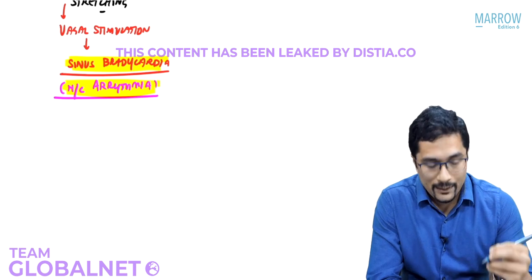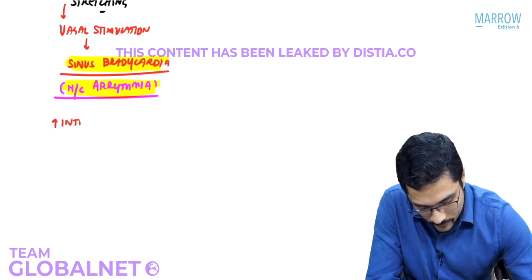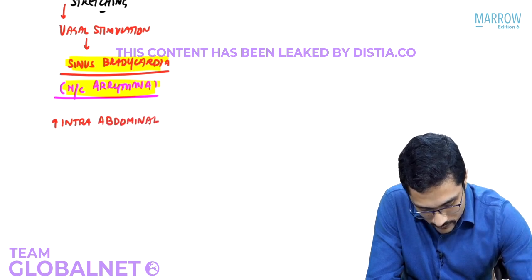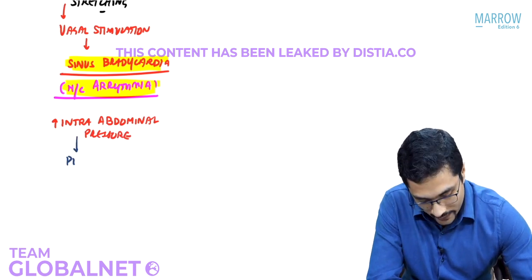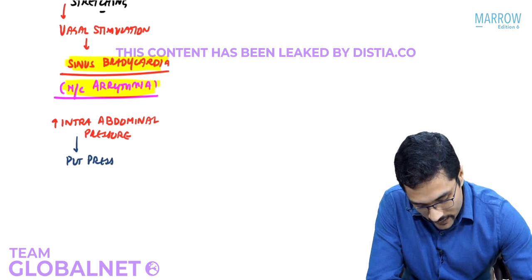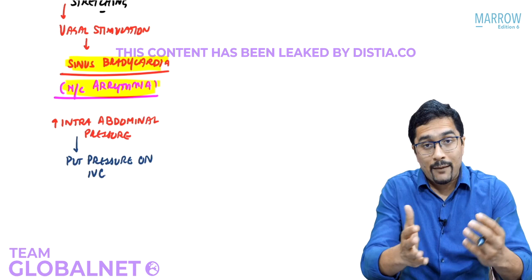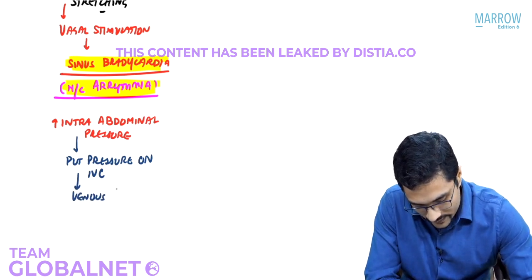Now, after this, when there is increased intra-abdominal pressure, the IVC will be compressed. So this is going to put pressure on the IVC. And when there is pressure on the IVC, what is going to happen? Venous return is going to be hampered.